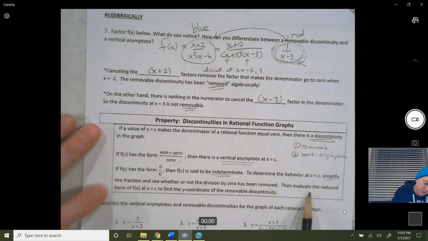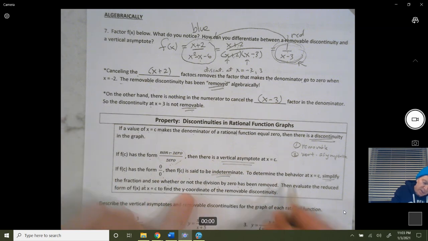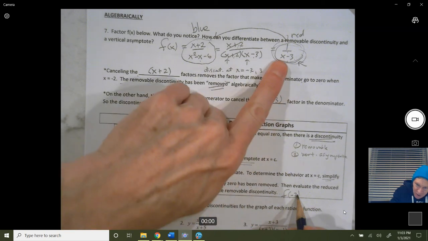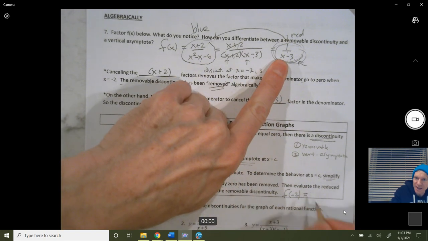Then evaluate the reduced form at x equals c to find the y-coordinate of the removable discontinuity. So for instance, f of -2, we're now going to plug in -2 into this one, where we've gotten rid of that discontinuity.